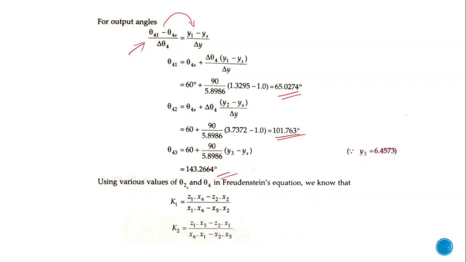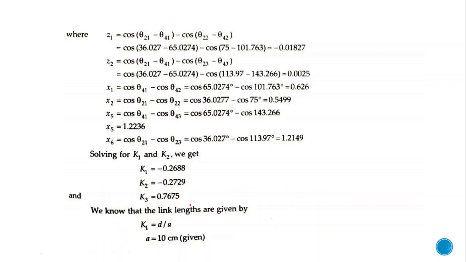Then we can apply the various values of theta 2 and theta 4 in Freudenstein's equation. We know that K1 is equal to (Z1 into X6 minus Z2 into X2) divided by (X1 into X6 minus X5 into X2). We must know this equation for K1 and K2. Here in that particular equation, Z1 is equal to this one, Z2 is equal to this particular equation. Then X1, X2, X5 and X6 are the different values of X.